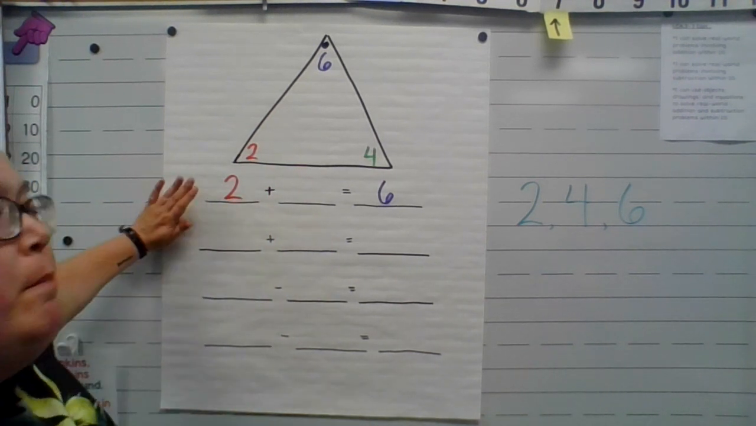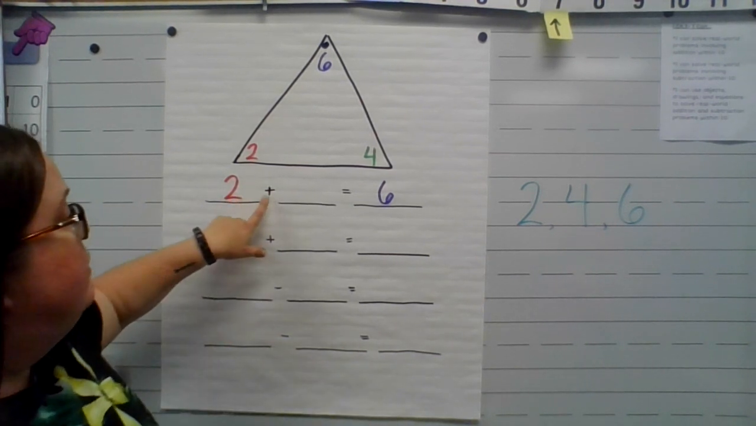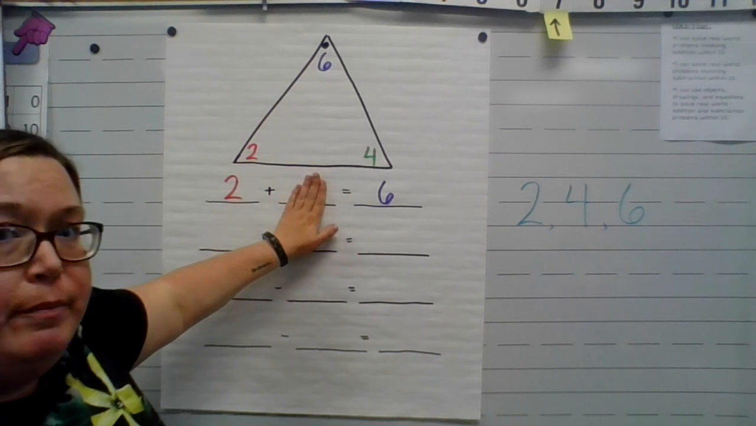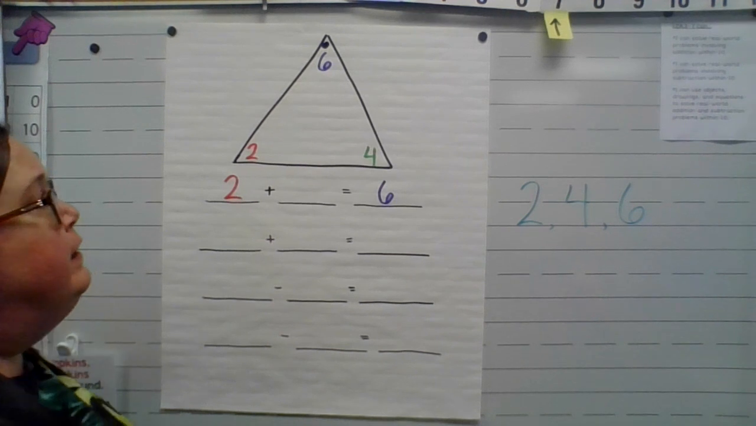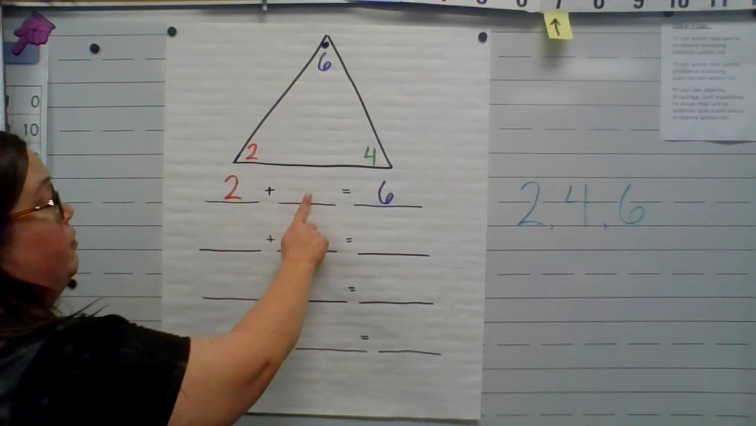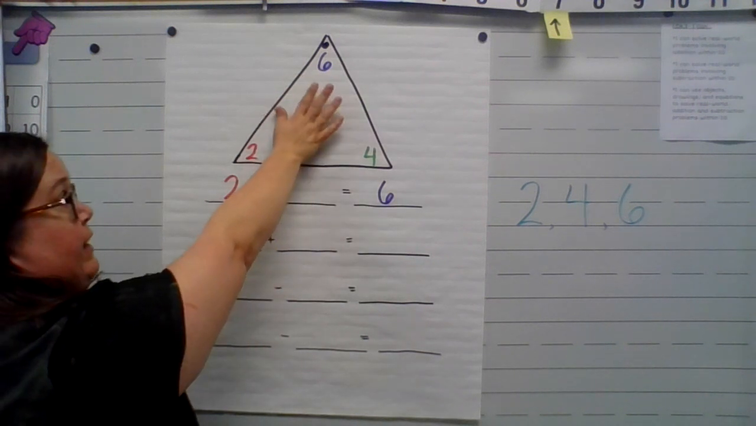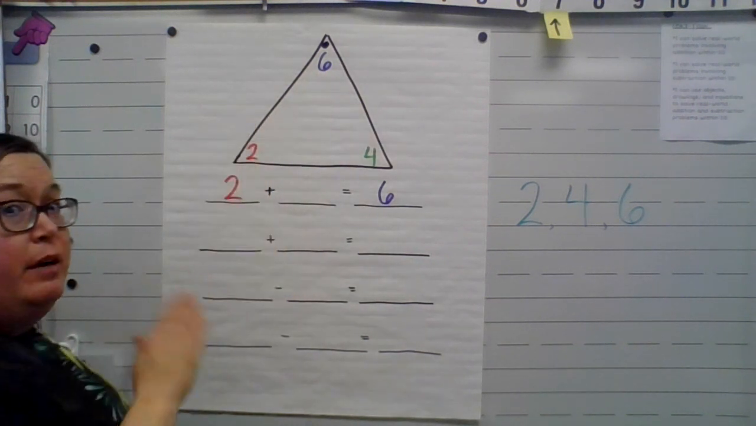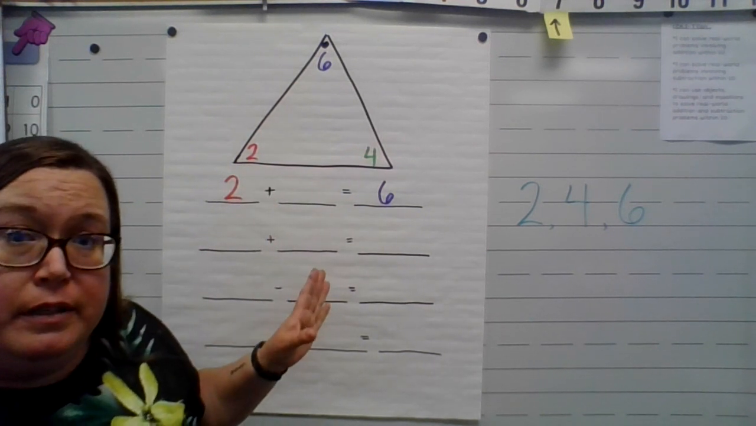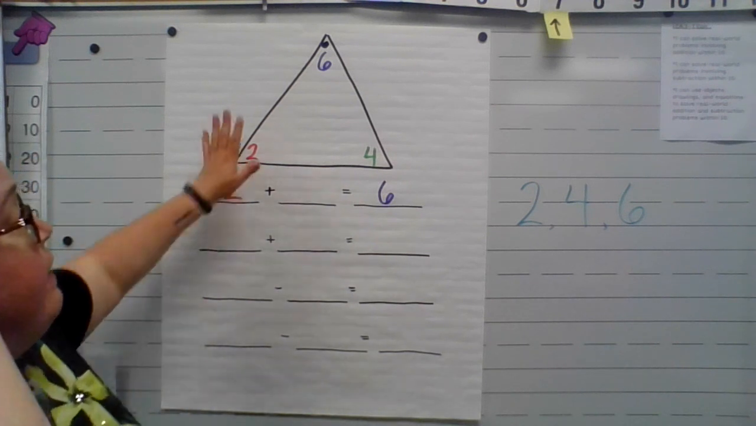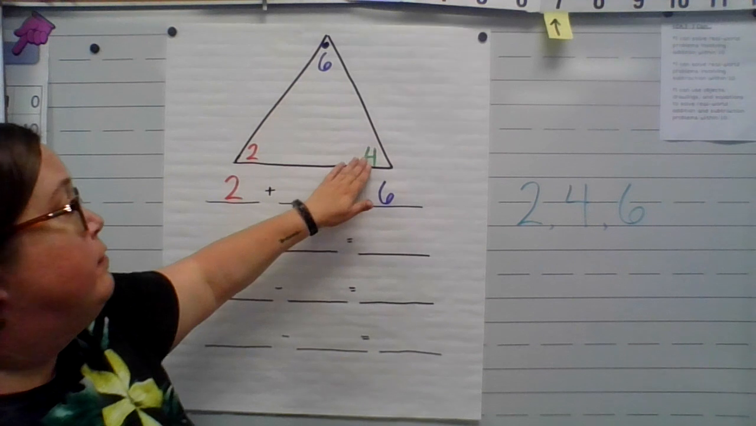And now I have most of the problem finished. It says 2 plus some number equals 6. Now, if I look up here, I know that the number that I put here has to be in this fact triangle, because the only number that can go here has to be in that fact family. We can't put any other numbers in there. They have to be from this fact family. So it's either going to be the 6, the 2, or the 4 that's going to go there.